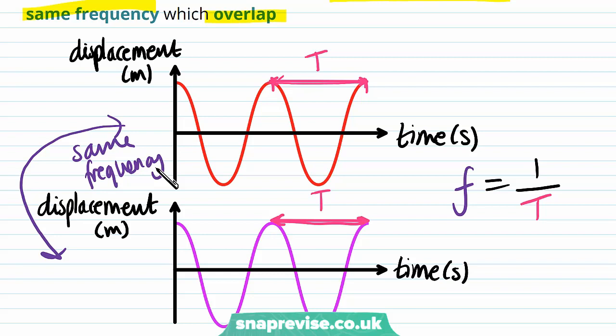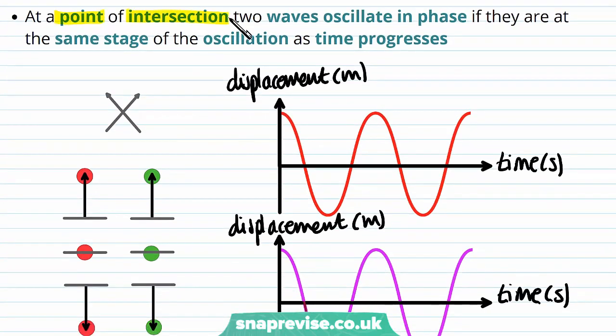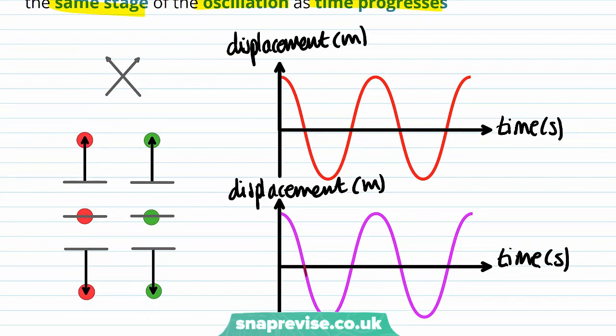So since these waves both have the same frequency, we can compare their positions and see whether they're in phase or out of phase. So similar to how when we were looking at the minute hand and the hour hand, we couldn't find the phase difference because they were moving at different frequencies, it's the same case with waves. It's helpful for us to compare the phase of different waves when they have the same frequency. At a point of intersection, 2 waves oscillate in phase if they are at the same stage of the oscillation as time progresses. So we're going to consider the waves at a point of intersection.